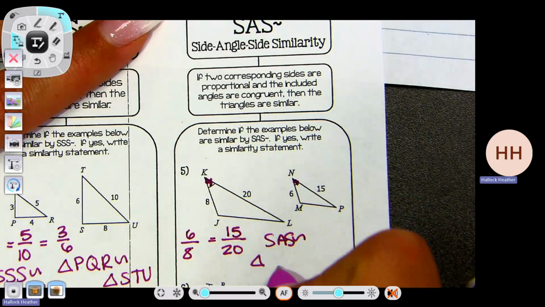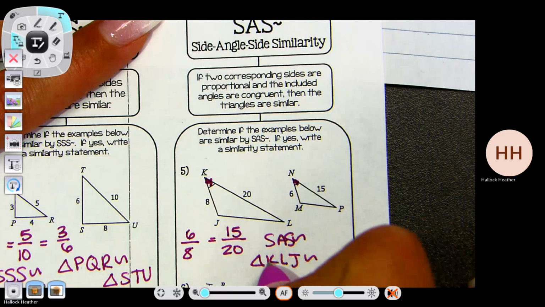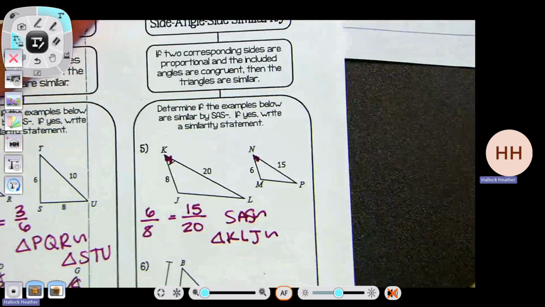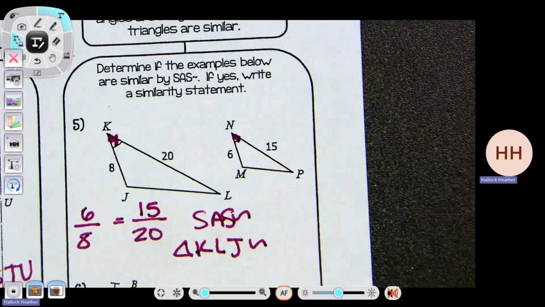And then if I say triangle KLJ, just because I don't want to do it in alphabetical order, trip you up. If I say KLJ and PM.